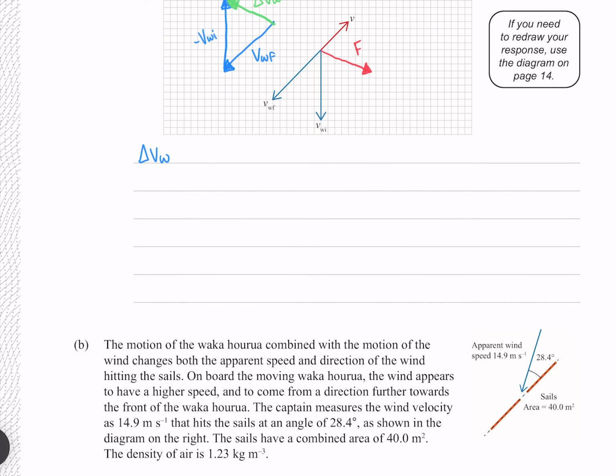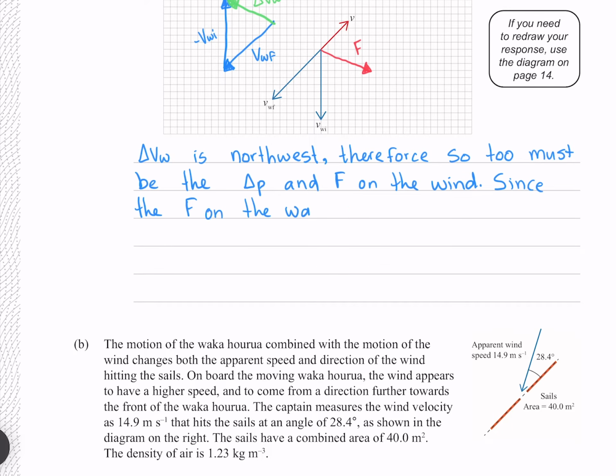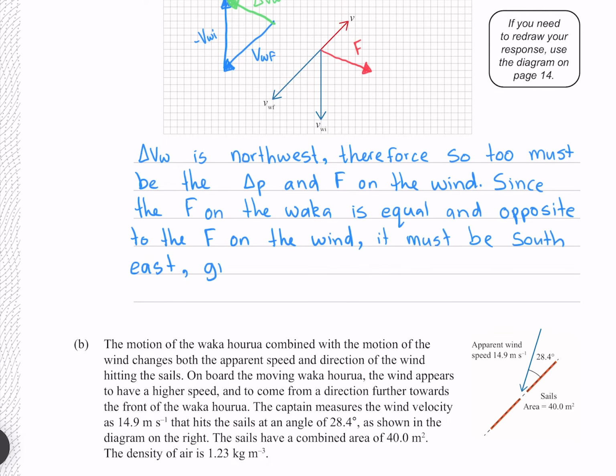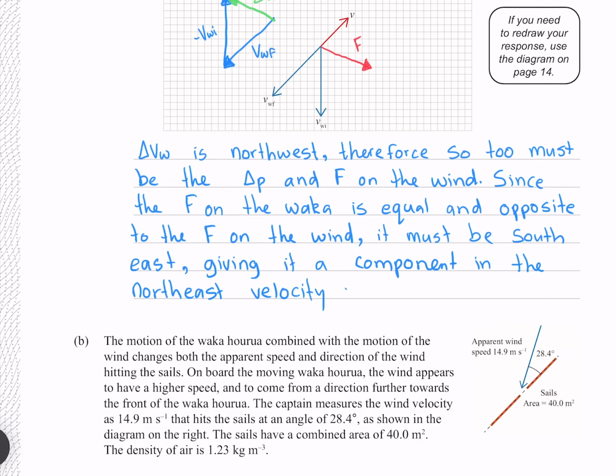The change in wind velocity is northwest, therefore so too must be the change in momentum and the force on the wind. Since the force on the waka is equal and opposite to the force on the wind, it must be southeast, giving it a component in the northeast velocity of the waka's direction.